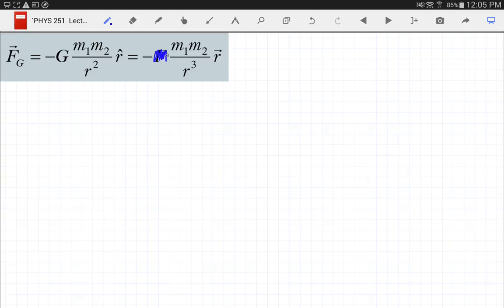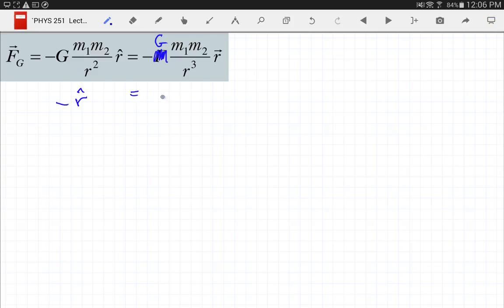This here is clearly a mistake. That is supposed to be a G. I can't believe I didn't see that. Whoops. This here, minus r hat, is giving the direction. Because it's always attractive, we define the r direction as the direction pointing away from an object, and so minus r direction is going toward the object. It's a way of saying that it's an attractive force. So that's the direction shown in the first.